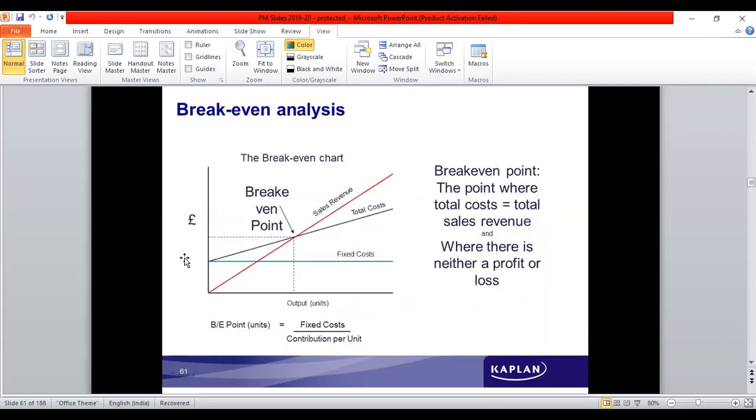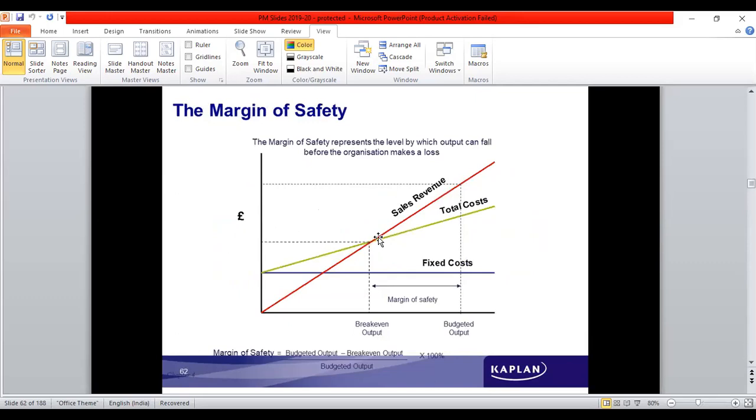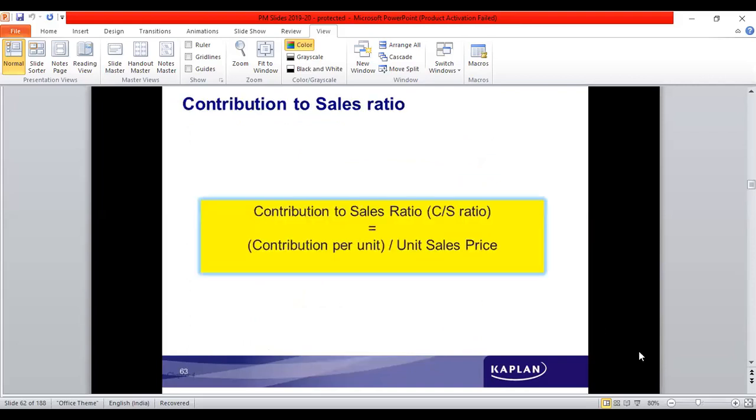This is the graph. We have already looked into this graph: the point where the sales and the total cost lines intersect, on the x-axis for the output, is the level of output at which they break even. There is no profit, no loss. Margin of safety is the situation once the sales exceed the total cost or the break-even point. That is the point where they are safe. So these sales are the margin of safety. The difference between the budgeted output and the break-even output is the margin of safety.